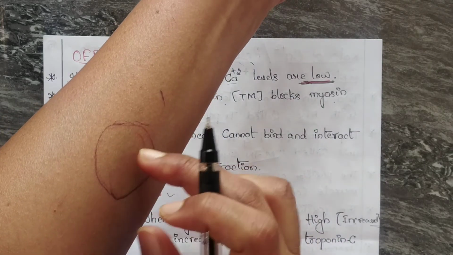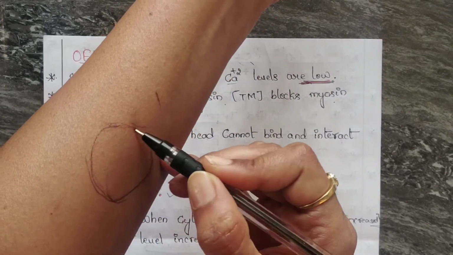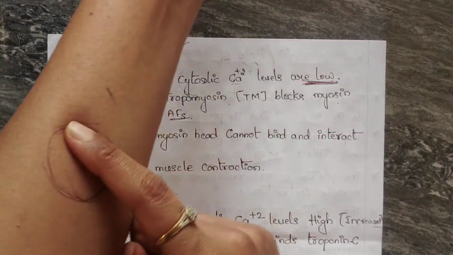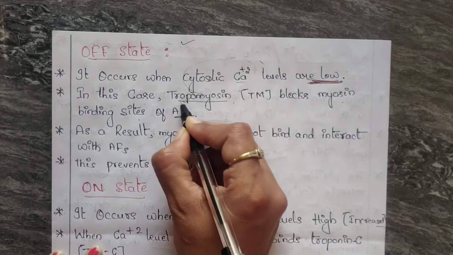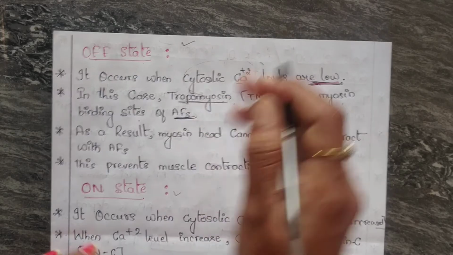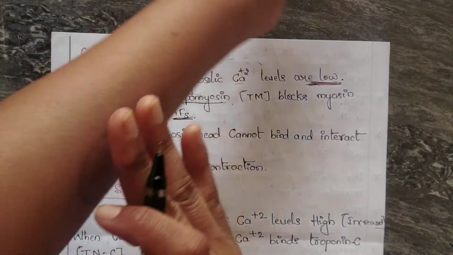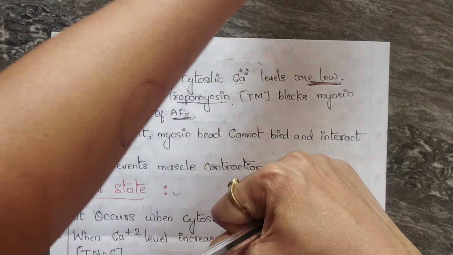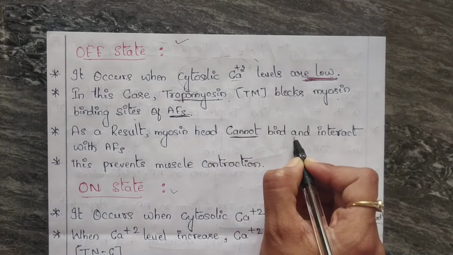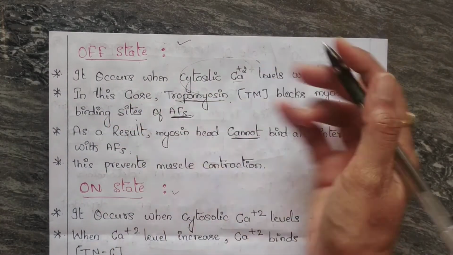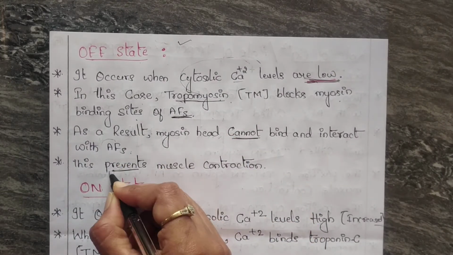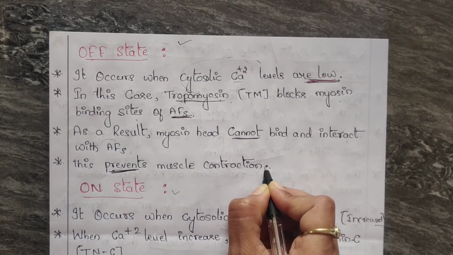Why is it blocked? Because of the low calcium level, and this site is occupied by which one? Tropomyosin blocks the myosin binding site of the actin filaments. That's why at rest this is blocked, so myosin is not going to bind to the actin filament. As a result, the myosin head cannot bind and interact with actin filaments. If there is no interaction of the myosin head with actin filaments, there is no muscle contraction.